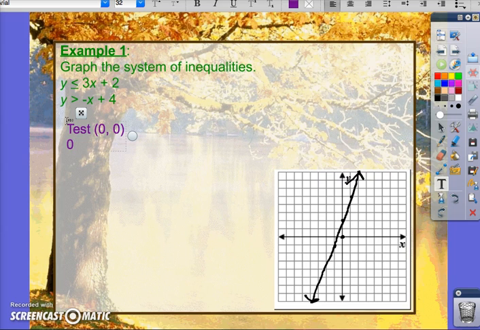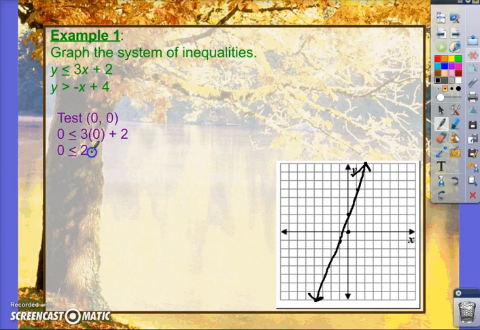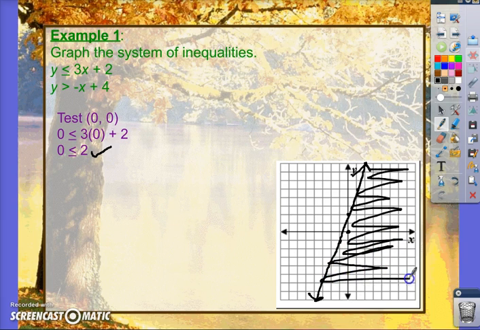So you get 0 less than or equal to 3 times 0 plus 2, which gives me 0 less than or equal to 2. 0 less than or equal to 2 is true. So we're going to shade where 0, 0 is, which is all of this part of the plane.